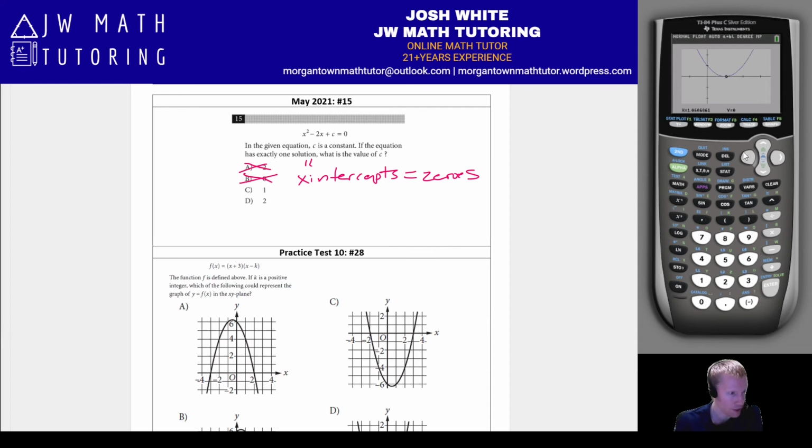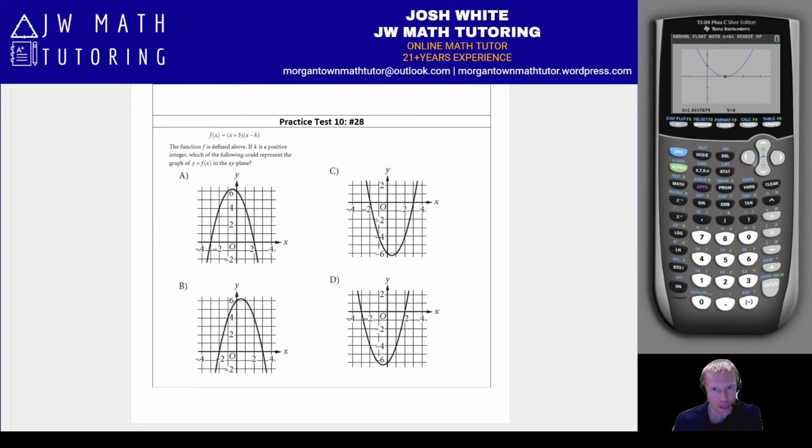And yes, you can see right here, basically, that is the one x-intercept, the (1, 0), the one solution. So letter C is going to be the correct answer. I won't bother checking letter D because we already know that it's wrong. But again, this is a problem where you could solve the entire thing on the graphing calculator.